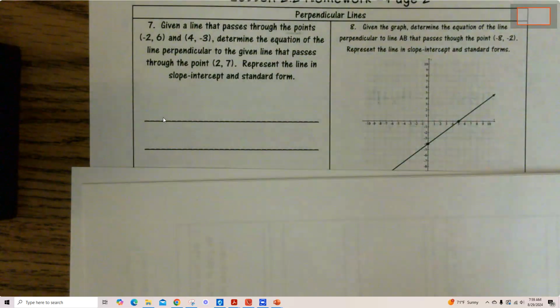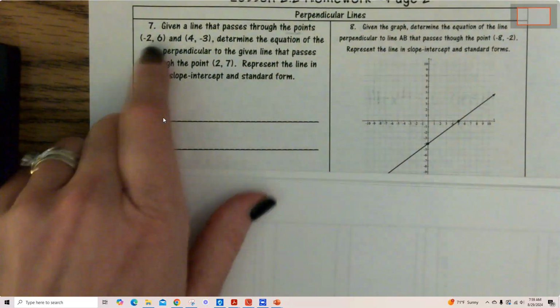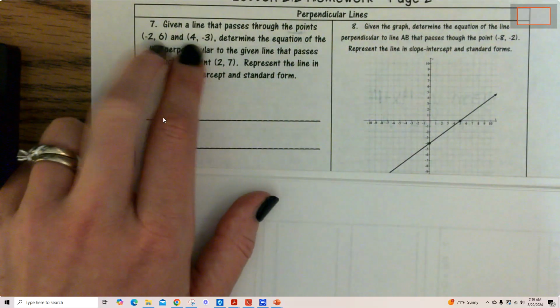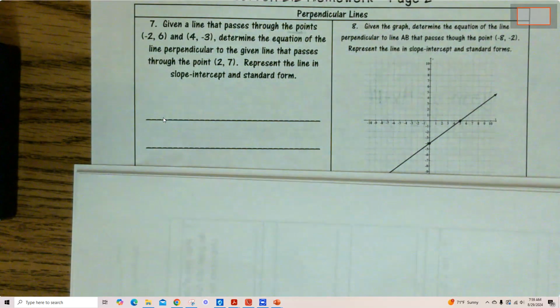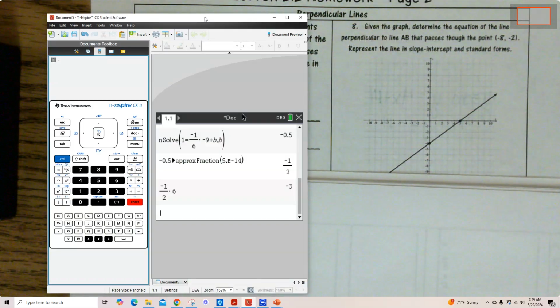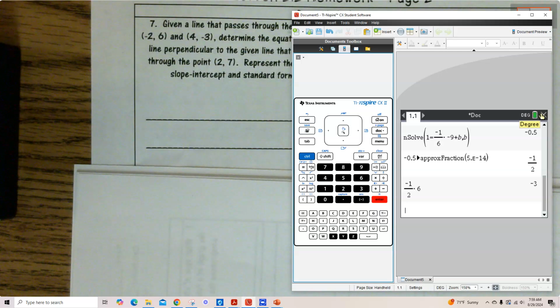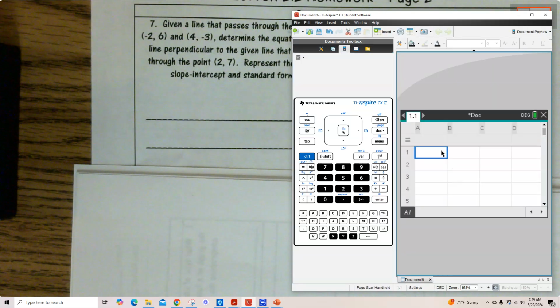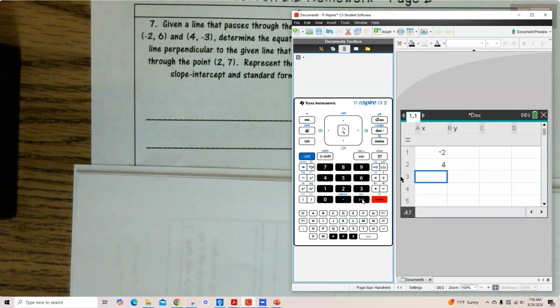All right, number 7, so still on perpendicular lines. So now they've given us these points. That's our given line. All we need from that is the slope. So we're going to use linear regression to find the slope on this one. So x next to the a, y next to the b, and then we put our x's in. So negative 2 and 4, and then 6 and 3.